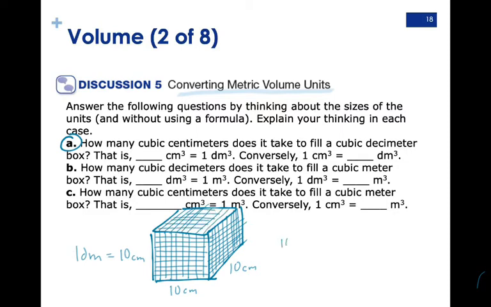And so we're doing a lot of little centimeters within there. How many will we actually have? Well, it would be 10 times 10 times 10. So 10 to the third power, or 1,000 cubic centimeters. Conversely, 1 cubic centimeter is what portion of a cubic decimeter? It's 1/1000th of it, because it would just be one little cube from that.